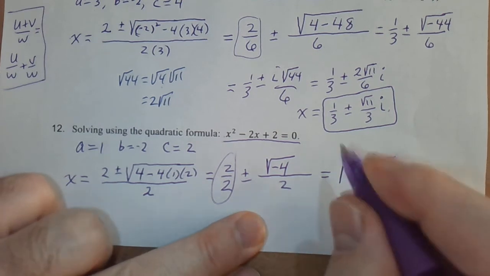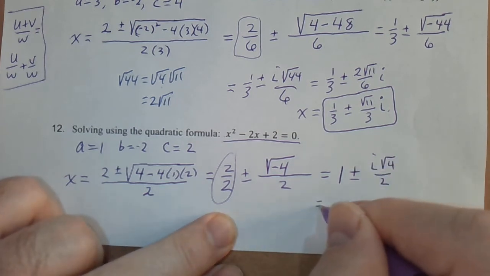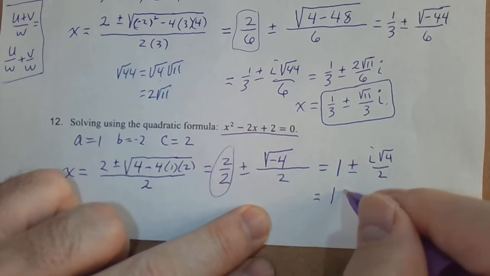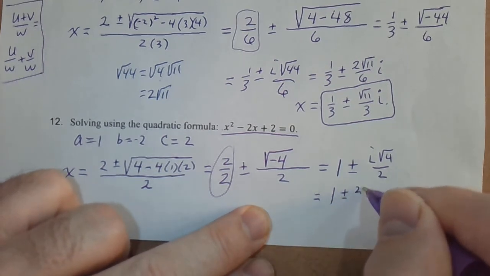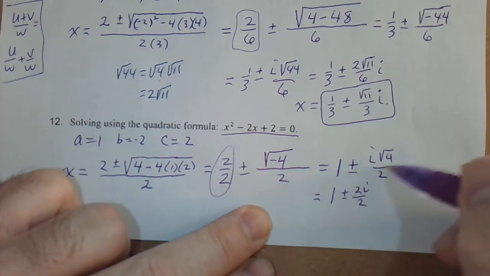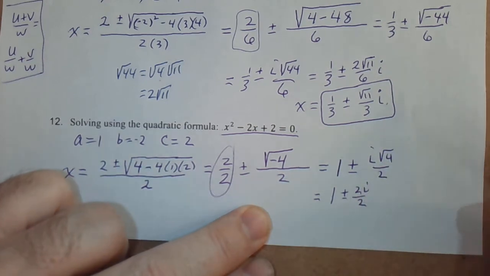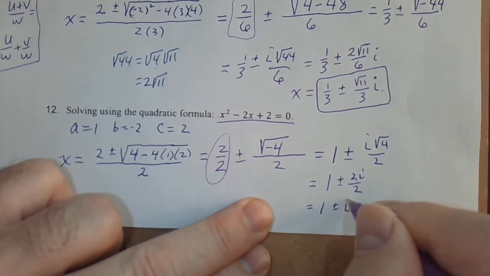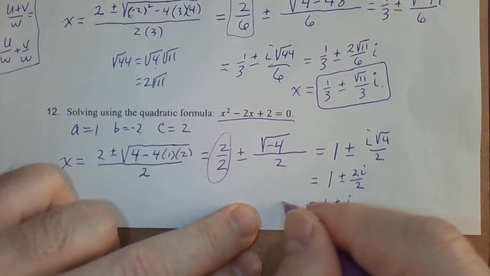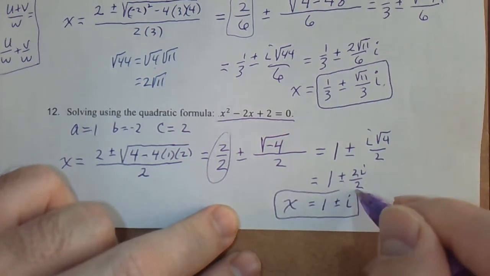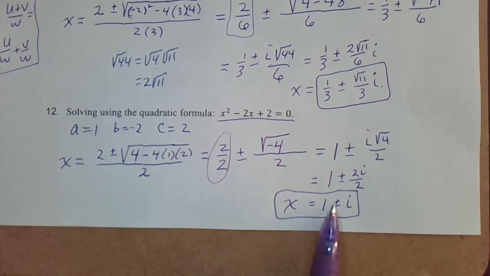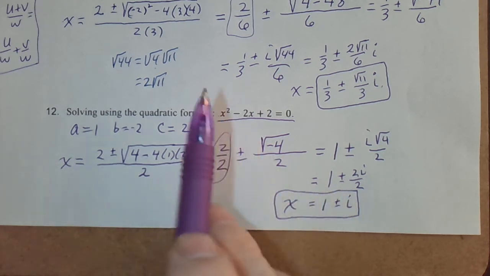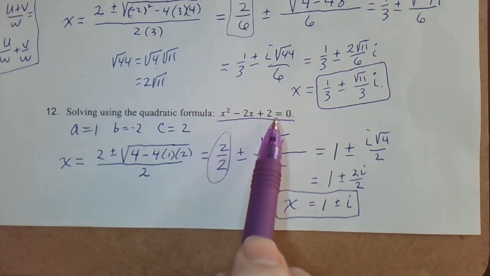and that's going to give us 1 plus or minus 2i over 2, because radical 4 is just 2. 2 over 2 is 1, so the 2 over 2 will cancel. And what do we get? 1 plus or minus i. That is what x is equal to. So that's 2 numbers, 1 plus i and 1 minus i. And those 2 complex numbers are the only 2 numbers that you could plug in for x that would make this a true statement. And that's the quadratic formula.